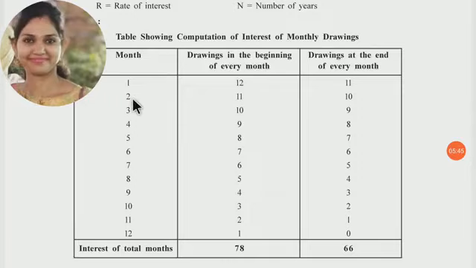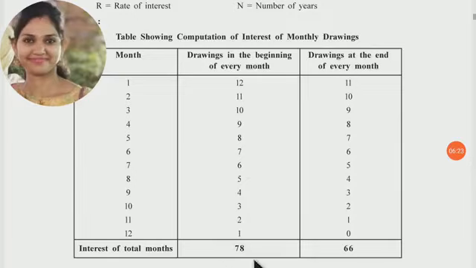Then the second drawing she will make on 1st Feb. So for 1st Feb to 31st December, 11 months. Then for the third drawing, 1st March to 31st December, 10 months. Then for the fourth drawing, 9 months, 8 months, 7 months, 6 months, 5 months, 4 months, 3 months, 2 months and 1 month. So the total of this entire column, 12 plus 11 plus 10 plus 9 plus 8 plus 7 plus 6 plus 5 and so on, is 78.